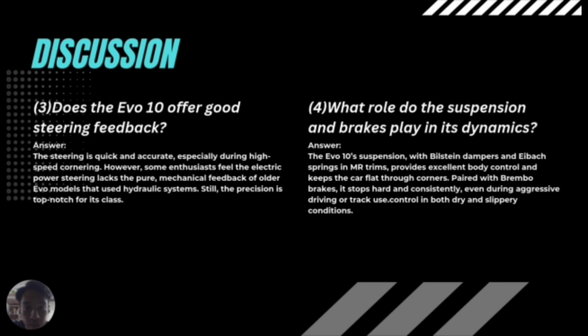For the fourth question: what role do the suspension and brakes play in its dynamics? The answer is the Evo 10 suspension, with Bilstein dampers and Eibach springs in MR trim, provides excellent body control and keeps the car flat through corners. Paired with Brembo brakes, it stops hard and consistently, even during aggressive driving or track use. Control in both dry and slippery conditions.